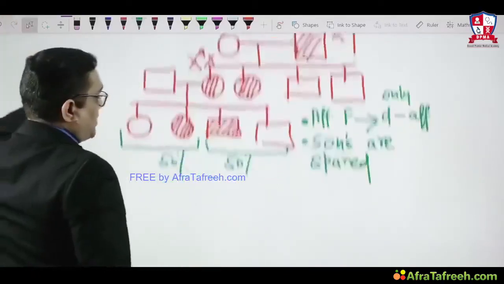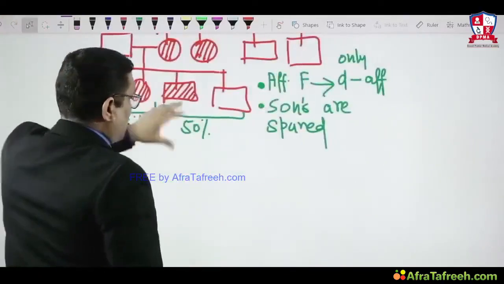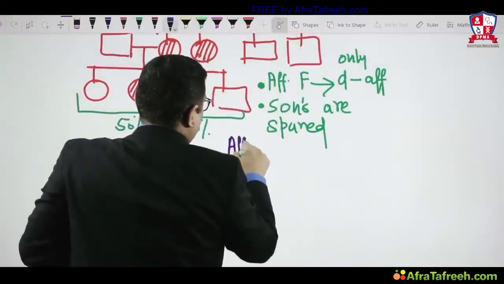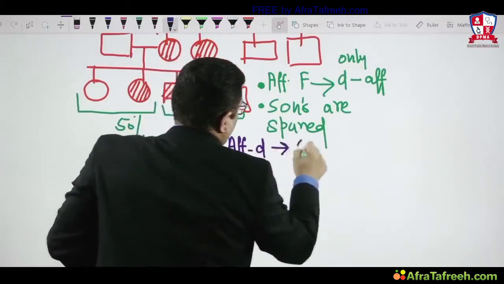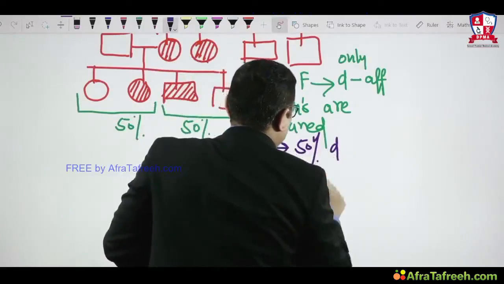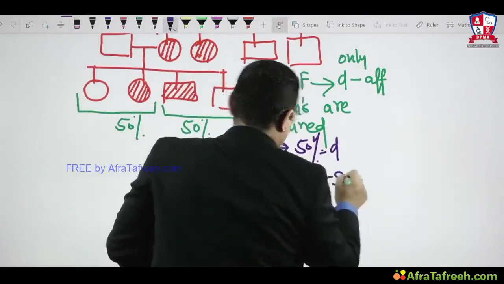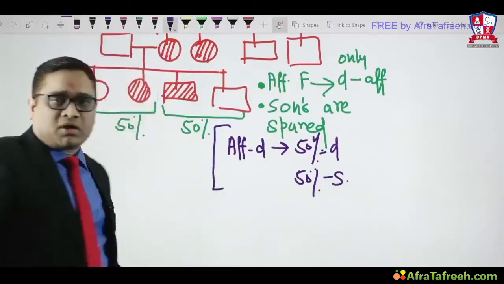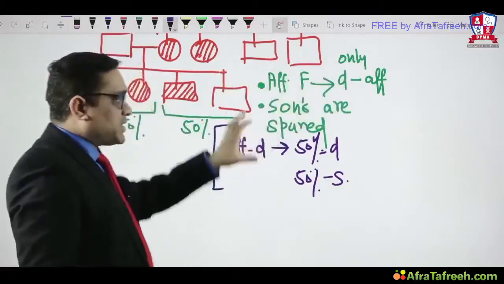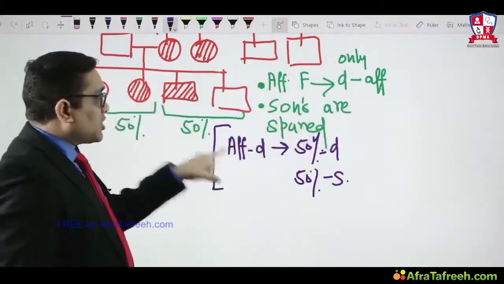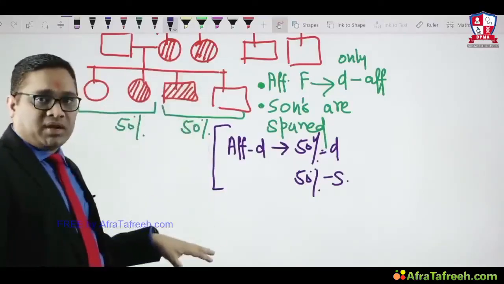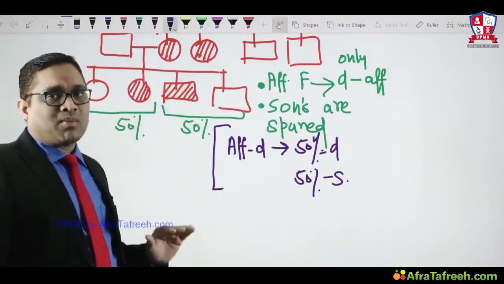So in this pedigree, from the affected daughter, 50% of the daughters and 50% of the sons are affected. So this is the summary of the X-linked dominant disorder. From the affected father, only daughters will be affected, sons will be spared. But from the affected daughter, 50% of the daughters and 50% of the sons will be affected. This is the characteristic of X-linked dominant disorder.